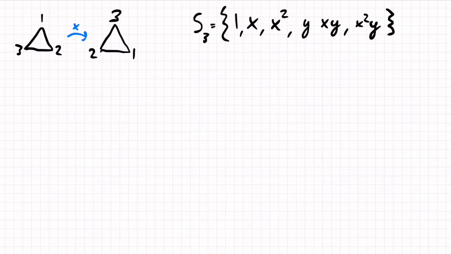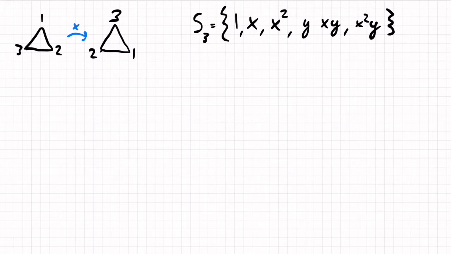So we want to generalize what we did with S3 in our previous video. I've written down one of the elements of S3, which, if we remember, is the symmetries of a triangle. So here's a triangle with its vertices labeled. Here's a symmetry, we're rotating it.